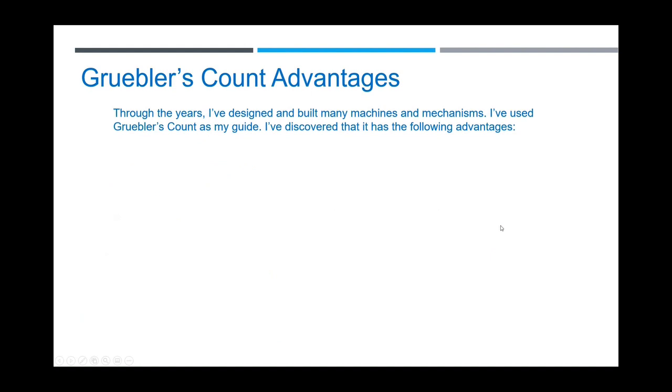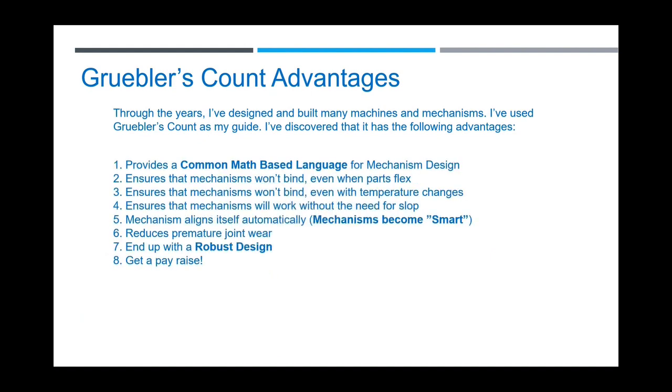So before I go on, I just want to show you the advantages of using Gruebler's count. Number one, it would be a common math-based language when you do mechanism design. And it would be worldwide, if you learn the Gruebler's language. Number two, it will ensure that your mechanism won't bind, even when it flexes. Even if you've heard of the term multi-body dynamics or rigid body dynamics, people usually think of Gruebler's count, but it's a misnomer.